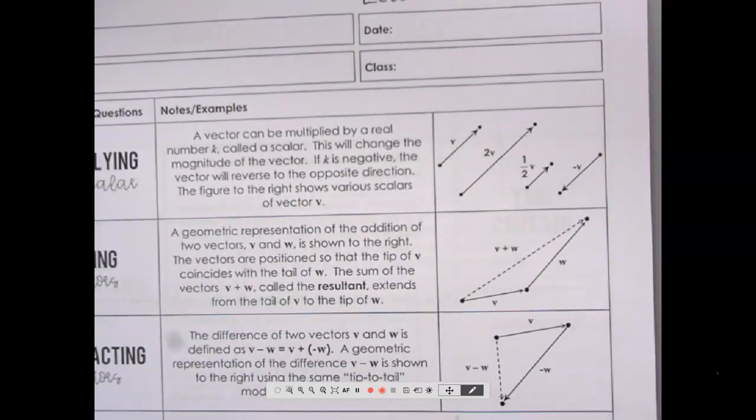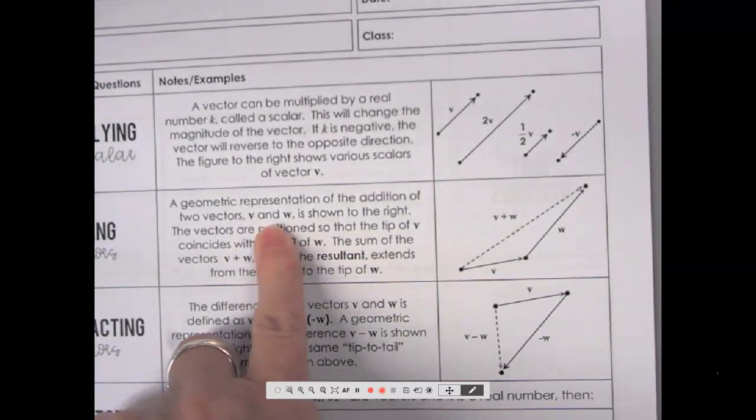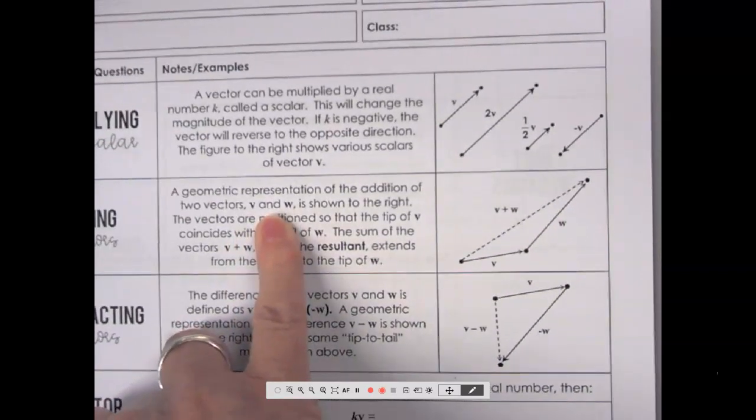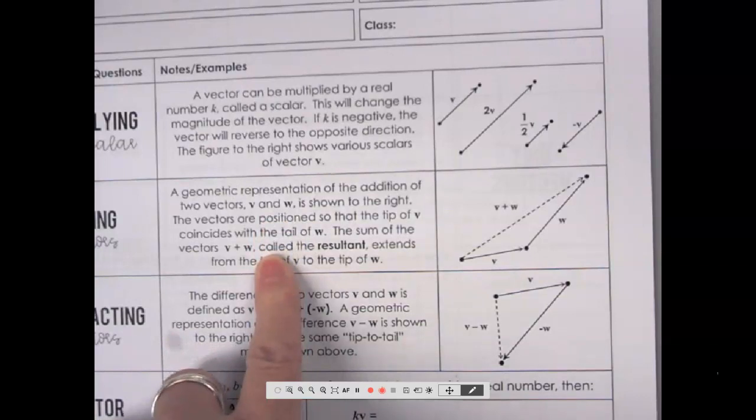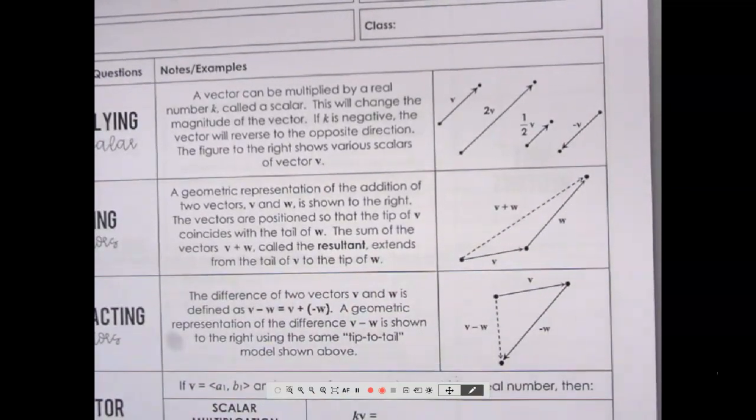Okay? We can add vectors geometrically or algebraically. We're going to focus on the algebraic method here, but this is graphically showing you what would happen. A geometric representation of the addition of two vectors, v and w, is shown to the right. The vectors are positioned so that the tip of v coincides with the tail of w. The sum of the vectors, called the resultant vector, extends from the tail of v to the tip of w.